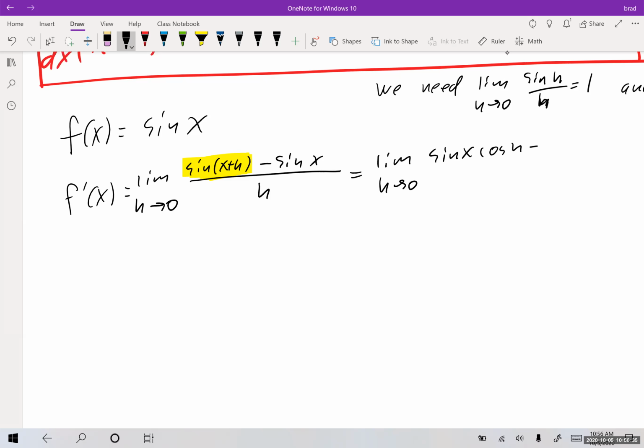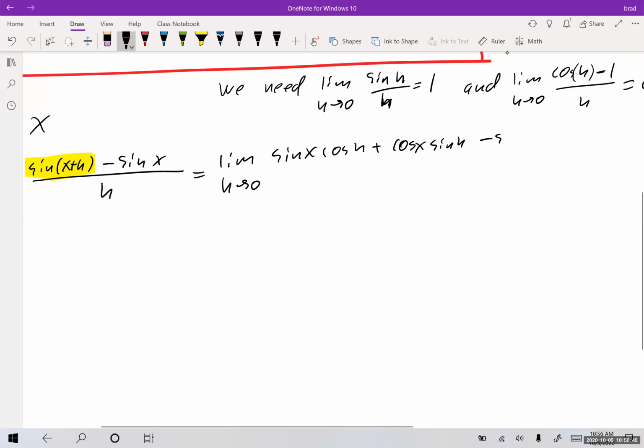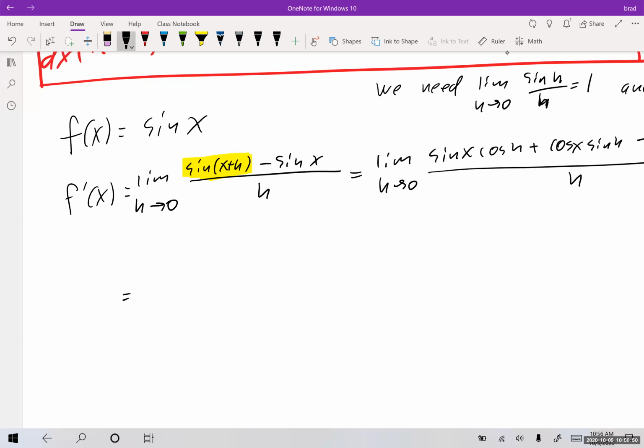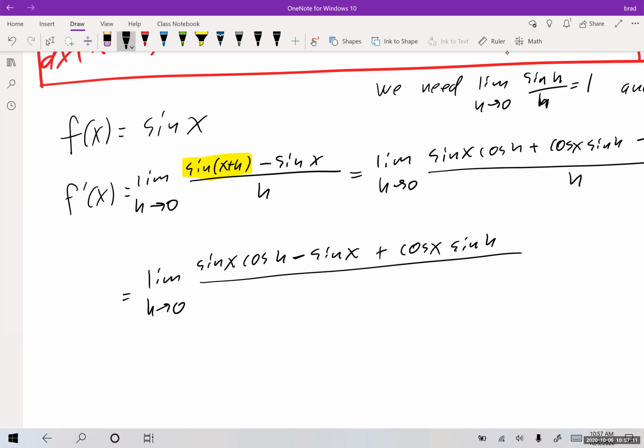plus cosine of x sine of h, all minus sine of x, all over h. So I'm going to regroup these, and I'm going to do sine of x cosine of h minus sine x, and then I'm going to move the cosine of x sine of h over to the side, and it's all still divided by h.